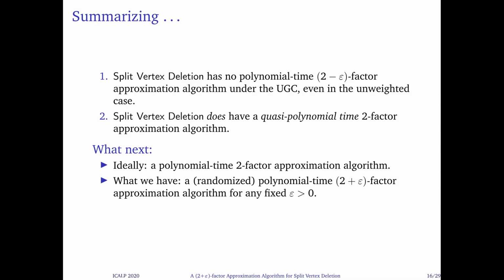So summarizing our results so far, we showed that split vertex deletion has no polynomial time 2 minus epsilon factor approximation algorithm under the Unique Games Conjecture, even in the unweighted case. And we showed that the problem does have a two-factor approximation algorithm which runs in quasi-polynomial time. So what next? Ideally, we should come up with a polynomial time two-factor approximation algorithm for the problem. But what we do have is a polynomial time 2 plus epsilon factor approximation algorithm for any fixed positive epsilon.